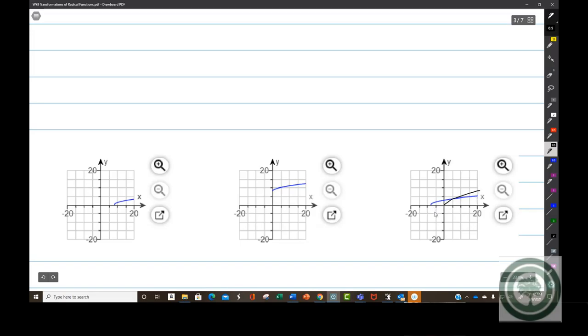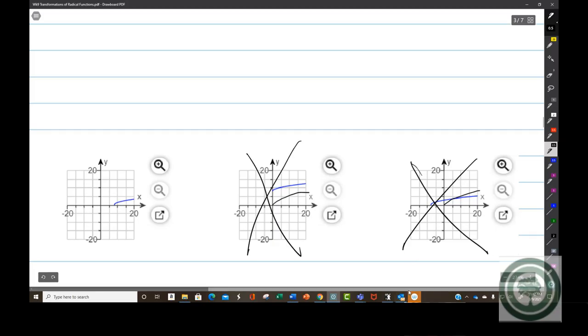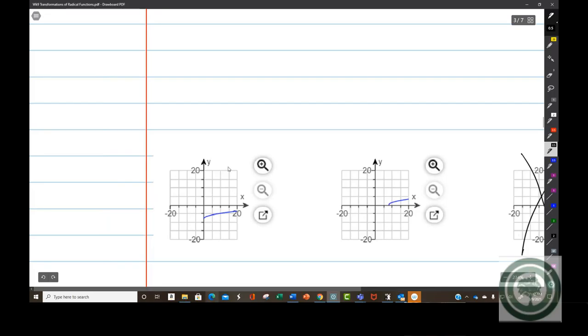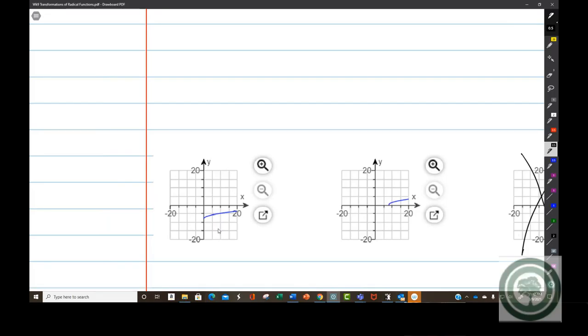It's being shifted to the left. That's wrong. Here's your basic graph. It's being shifted up. That's wrong. Here's your basic graph. It's being shifted down. That's wrong. This is the only one, even if you can't tell exactly what that number is, that's being shifted in the correct direction. So this is your answer.